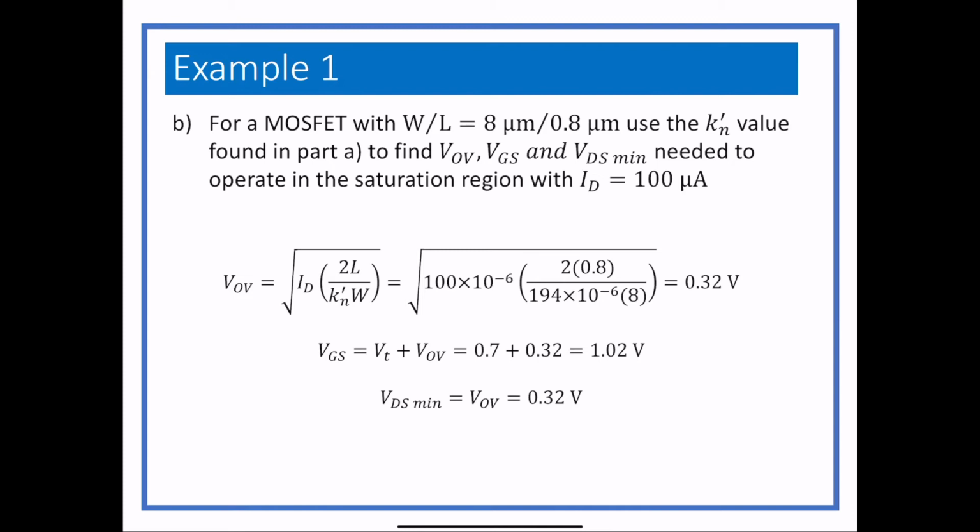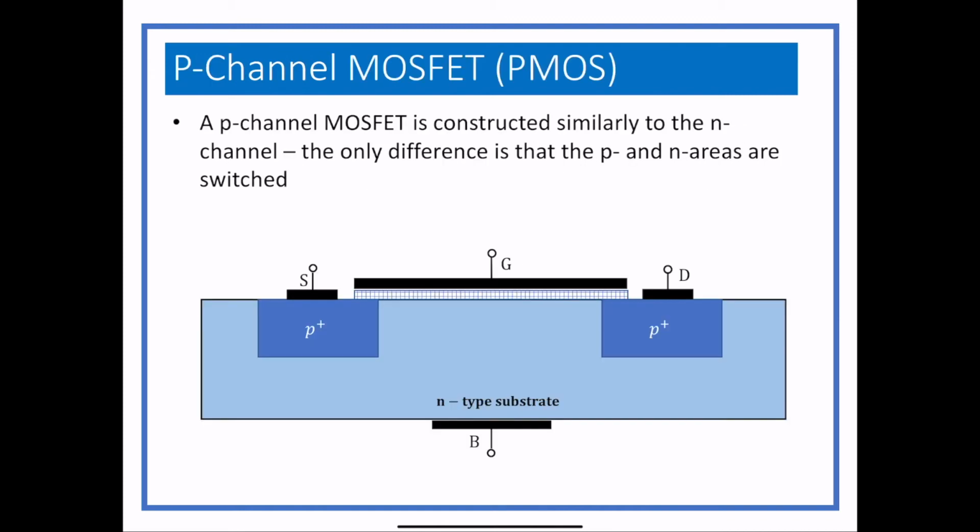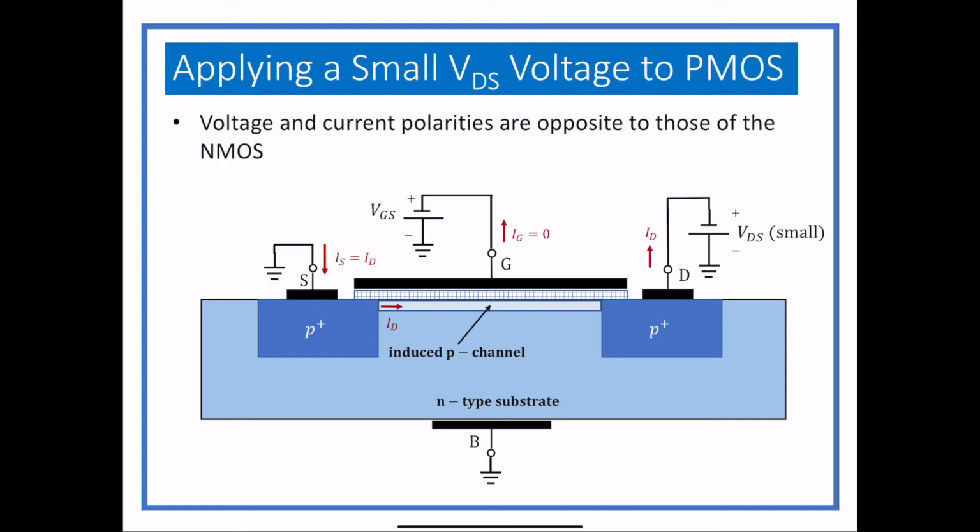So P-channel MOSFETs, which we don't use as much in here, but we do talk about, are constructed pretty much the same way as N-channel MOSFETs. The only difference is the P and N areas are switched. So when we actually apply voltages, everything is in the opposite polarity, in the opposite direction. So current goes into the source and from the source to the drain.